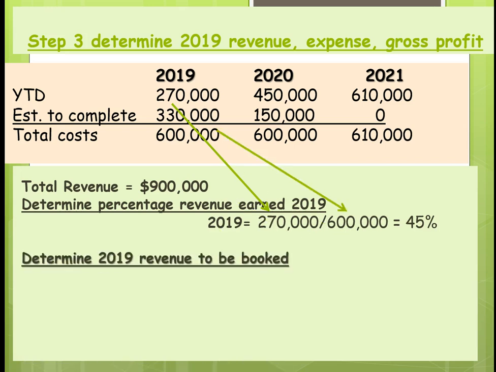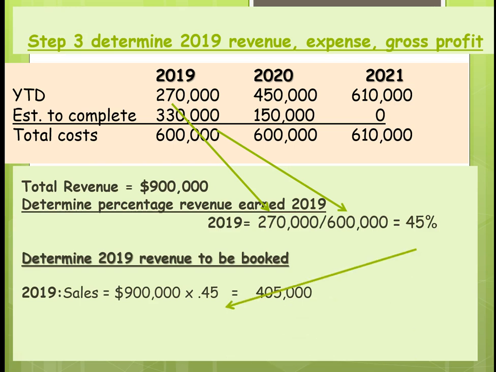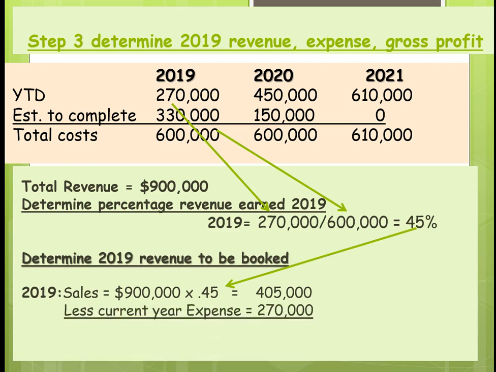Now we can determine how much revenue to book. We're going to book $405,000 because we're going to take the total sales price, which is fixed, times 45%. That's how much revenue we're going to book in 2019 for percentage of completion, less our current year expense, which tells us we're going to have gross profit of $135,000 in 2019.